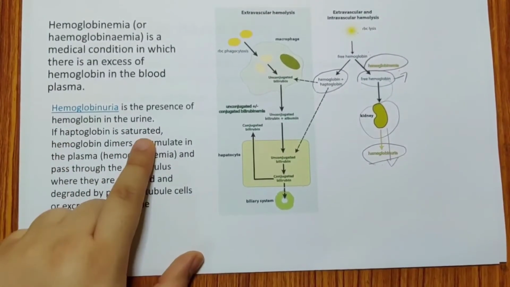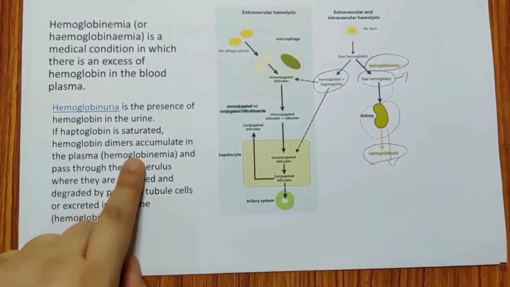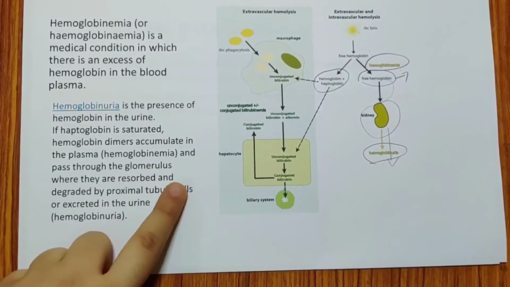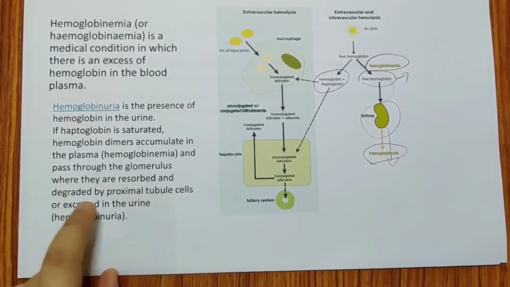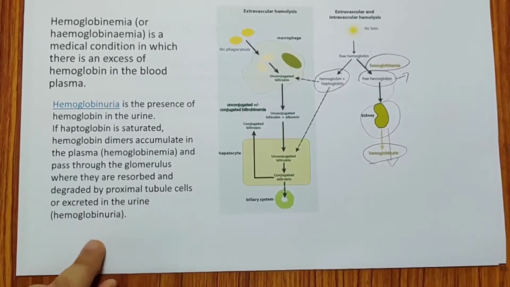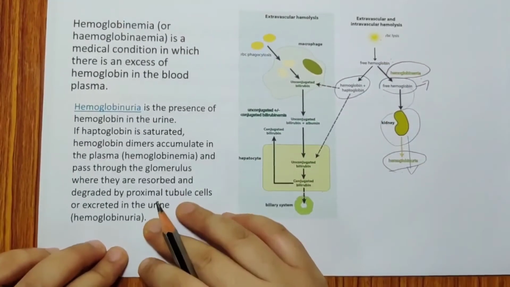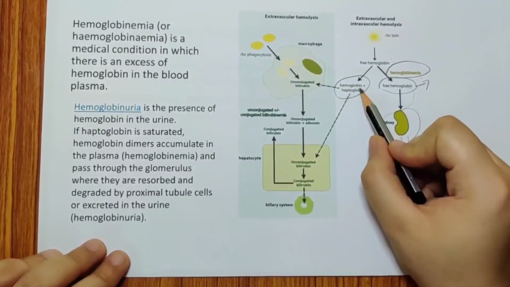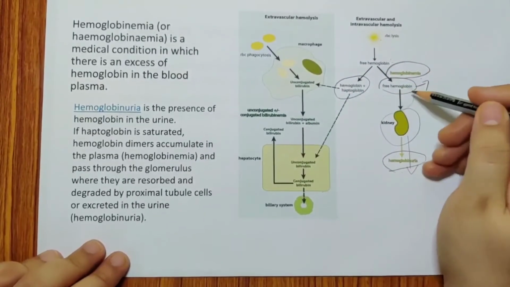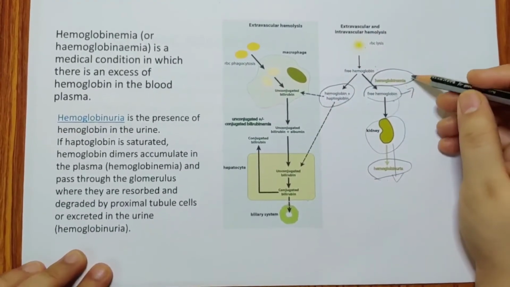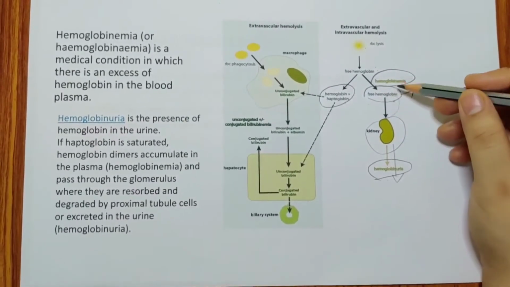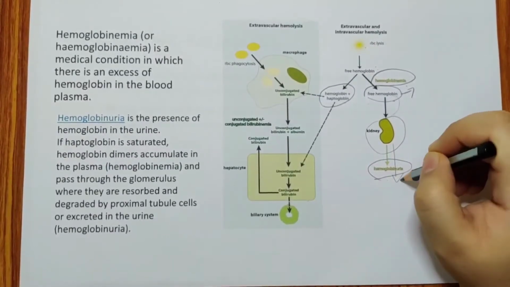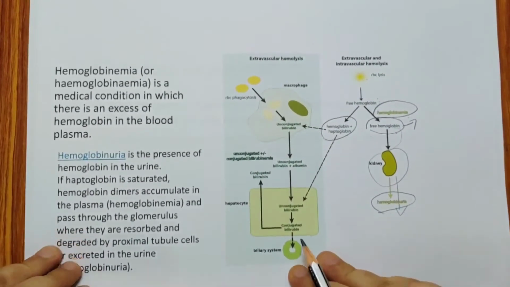If haptoglobin is saturated, the hemoglobin dimers accumulate in the plasma. That leads to hemoglobinemia, and they pass through the glomerulus, where they are reabsorbed and degraded by the proximal tubule cells or excreted in the urine. Whatever is said, they have just written over here. When the haptoglobins are saturated, it means they are bound to so many hemoglobin that no more can bind. At that time the free hemoglobin is left behind in the blood, which is known as hemoglobinemia, and when this blood enters the kidney, it is excreted out as hemoglobinuria.